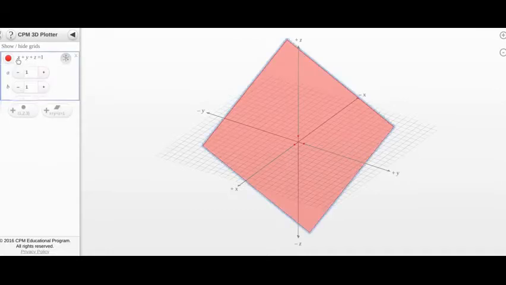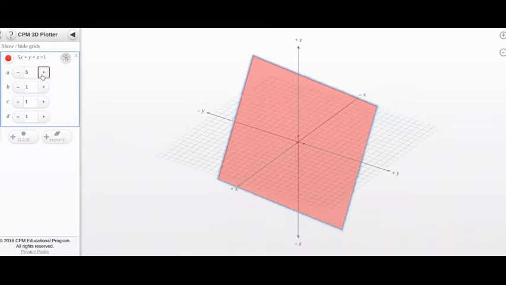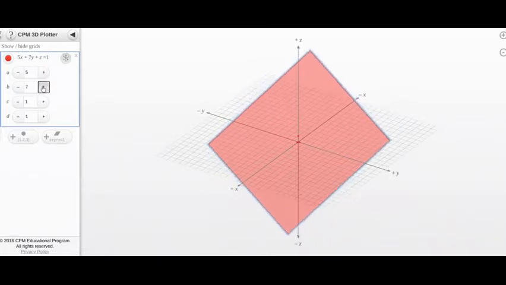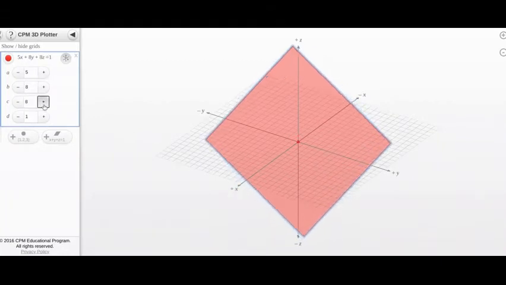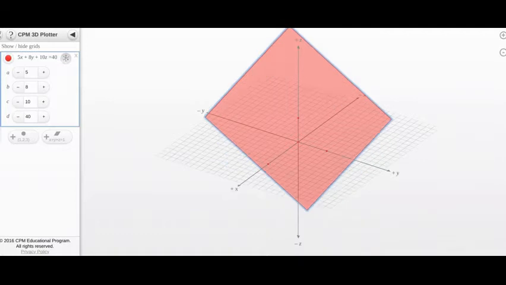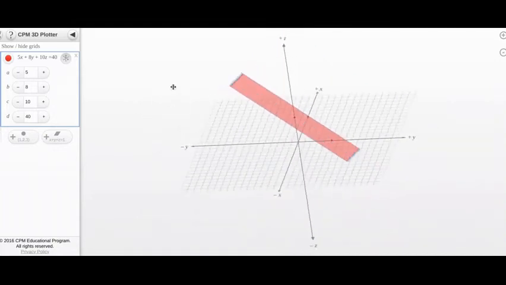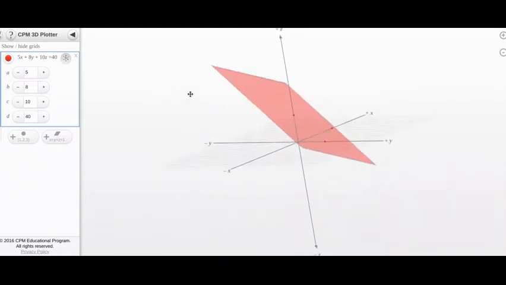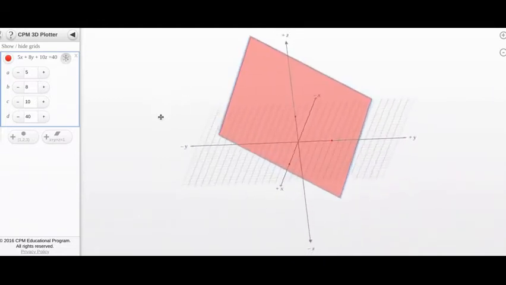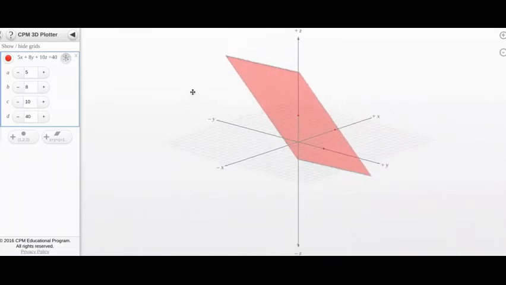If I use this E tool here, I can put a 5 for my x, an 8 for my y, 10 in front of my z, and then I can make this 40. If you look at my graph here, this is the graph of 5x plus 8y plus 10z equals 40. And I can shift this around so you can see that it's a plane, right? It's got that third dimension versus just being a straight line.